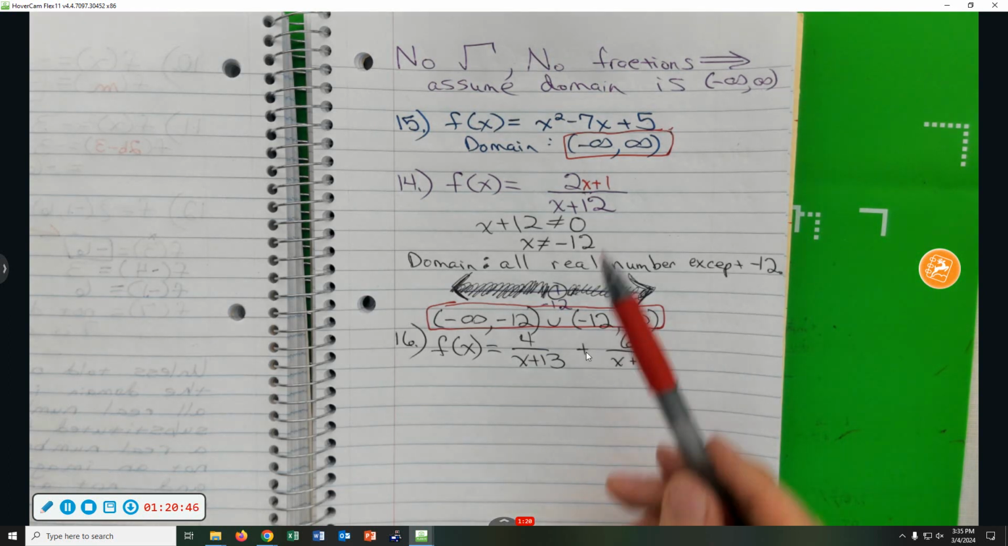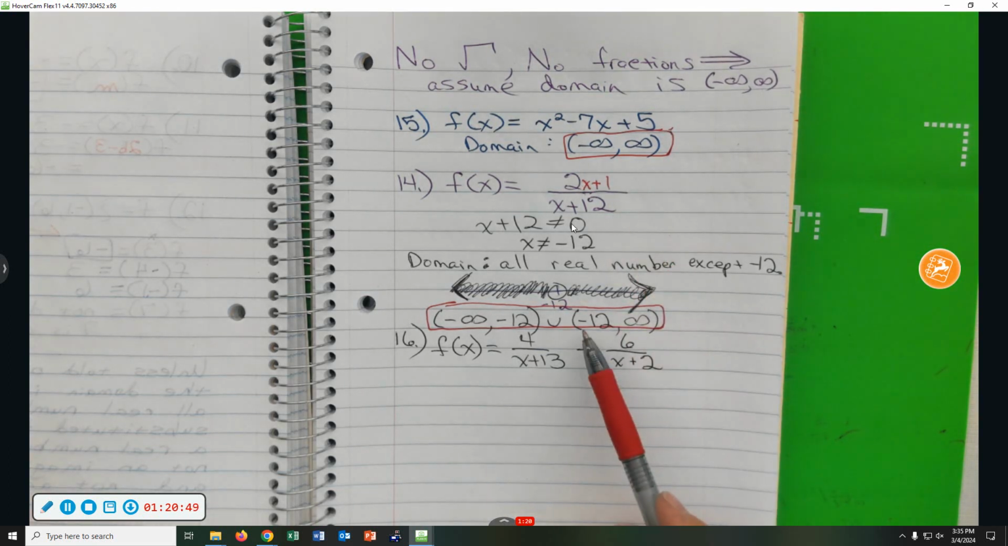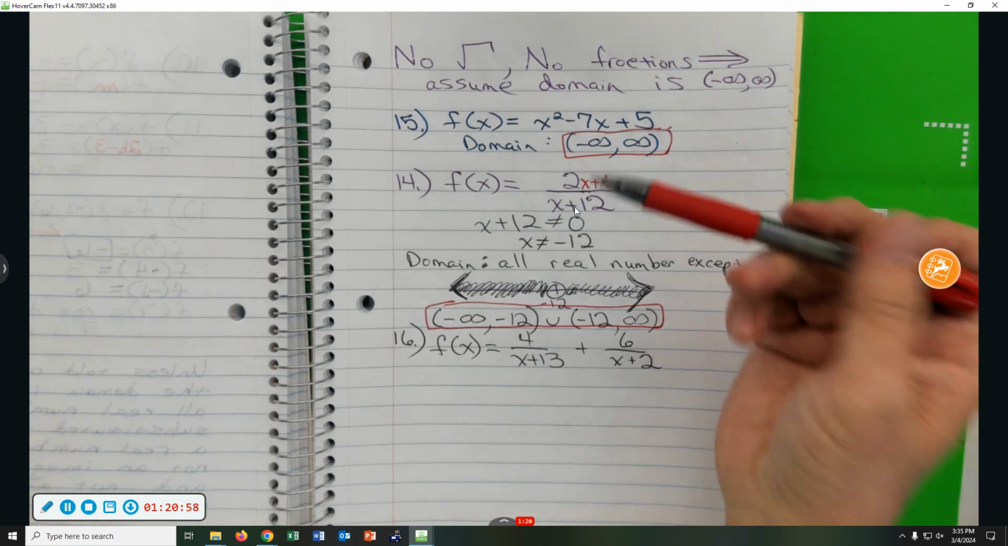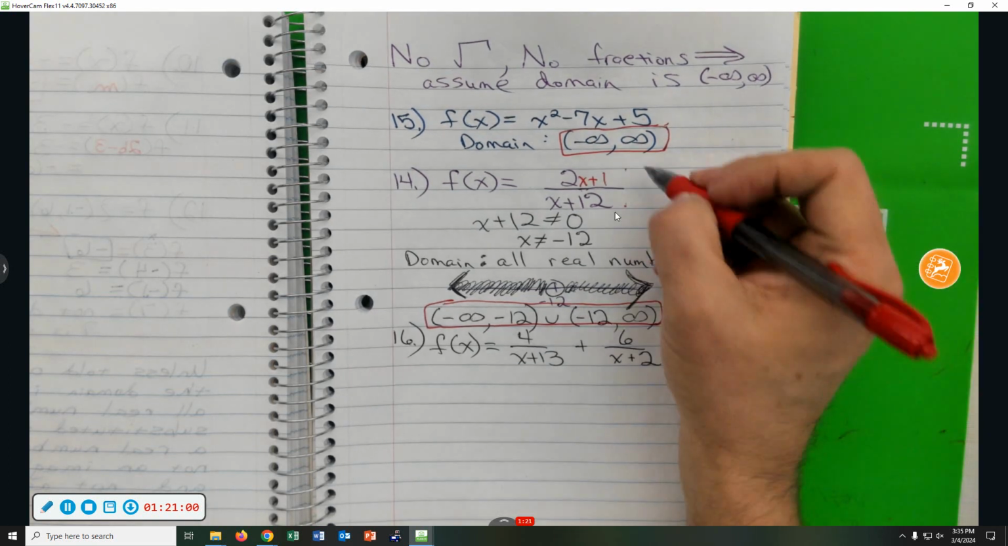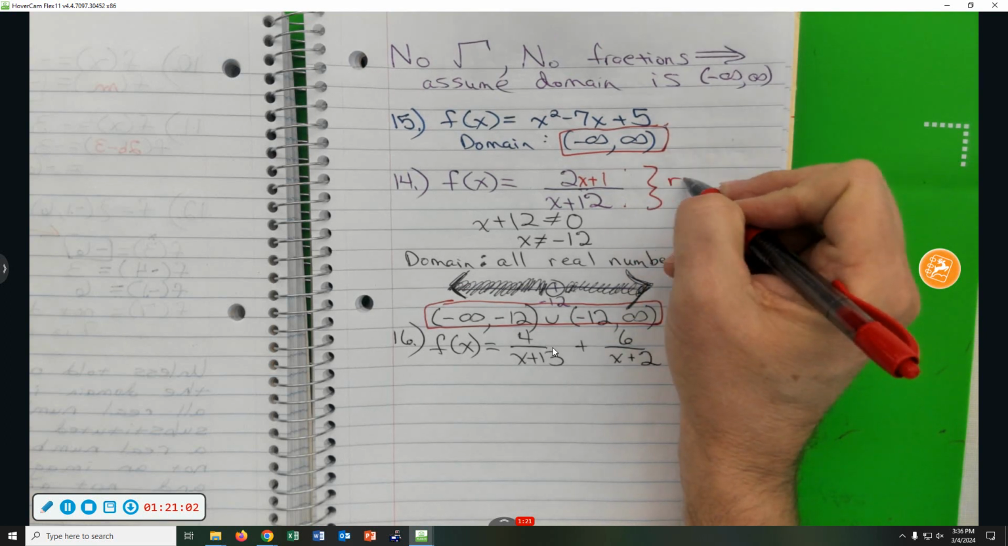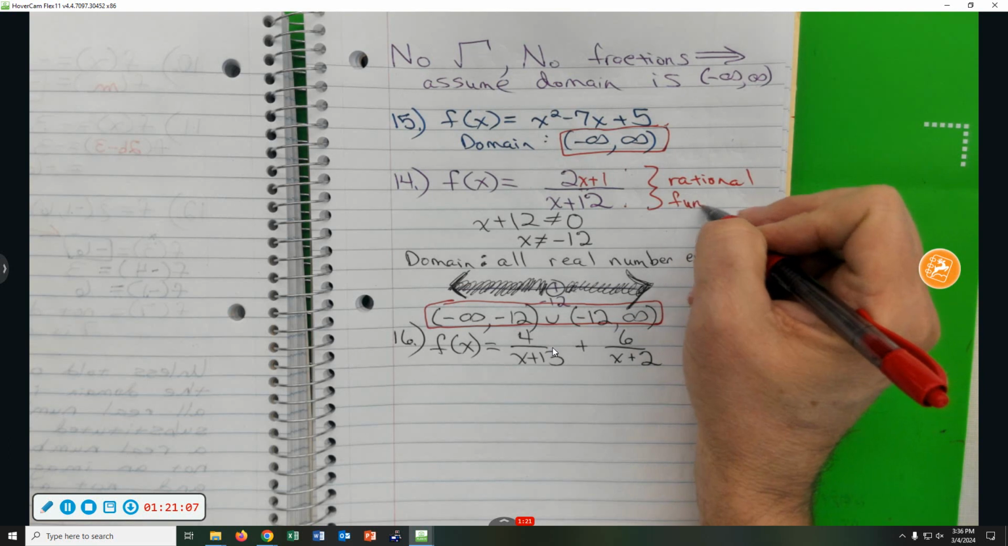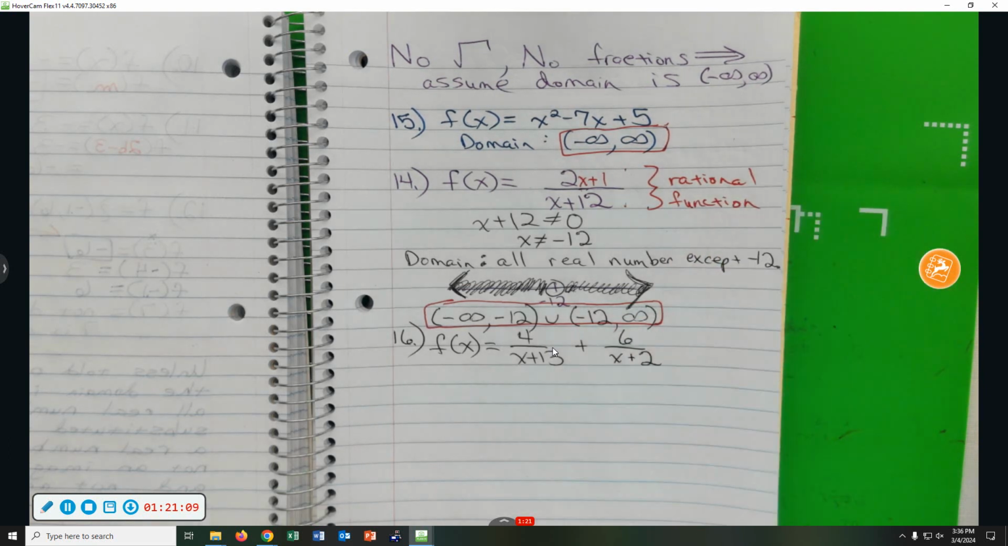Would changing the numerator change the domain? Is the numerator used when determining the domain in this situation? No. A function like this, that's a fraction, is called a rational function, just like a rational equation is an equation with fractions. A rational number is a number that's a fraction. So all we're using is the denominator.